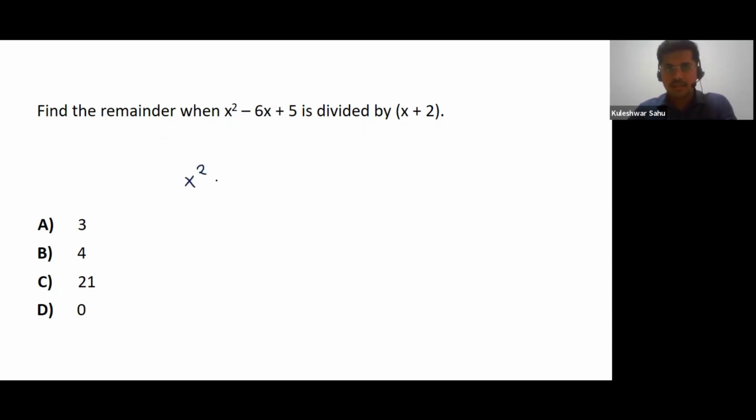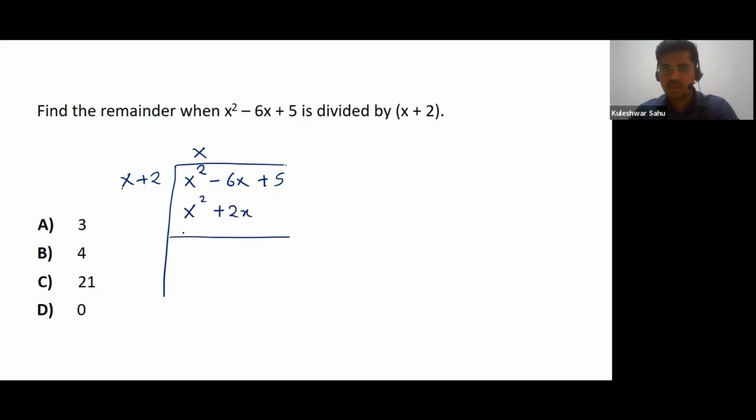I'll take this expression x square minus 6x plus 5 over here and x plus 2 over here. Now I'll write the quotient at the top and remainder will come at the bottom. Now, our always first focus should be cancelling the first terms. So for example, I need to multiply something in this x plus 2 so that our first term, which is x square, should get cancelled. Now what I should multiply in this entire expression so that we should get x square? Definitely it is x. So x into x plus 2 will be x square plus 2x.